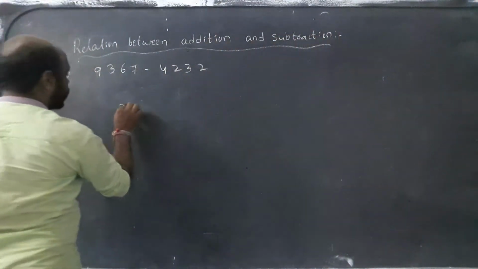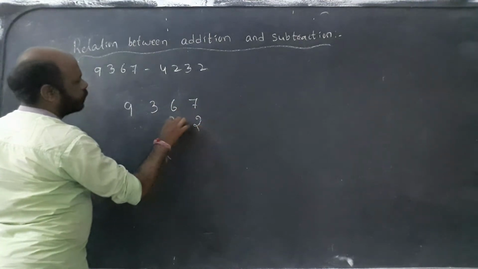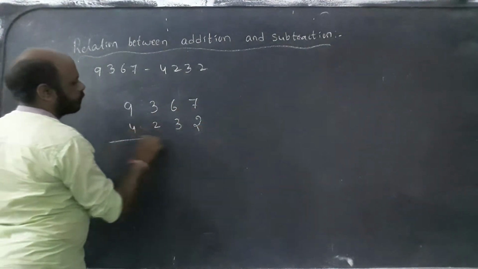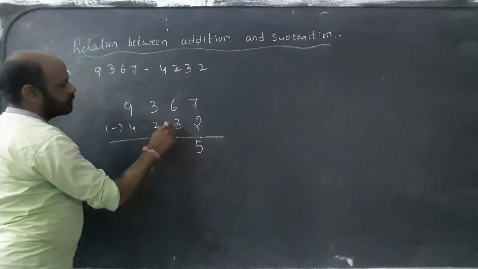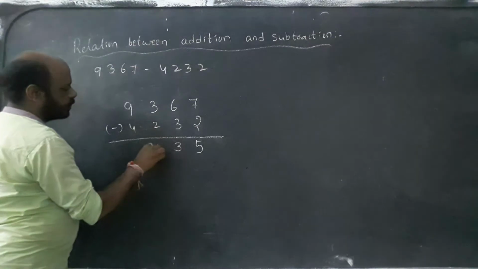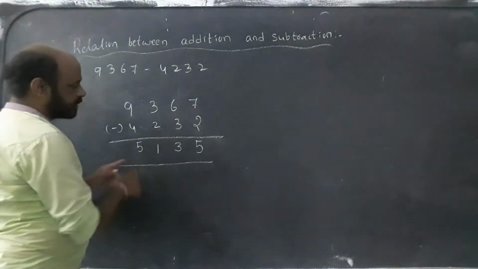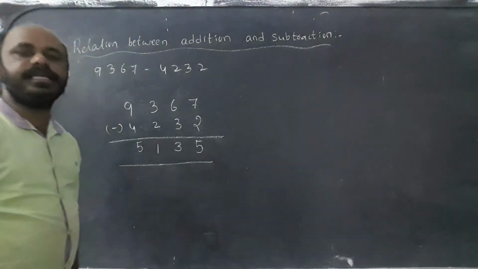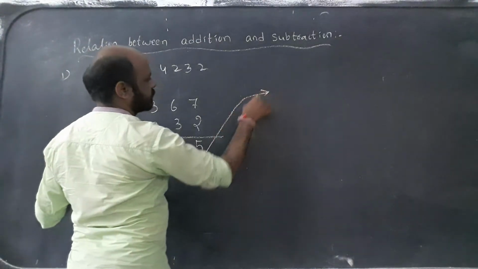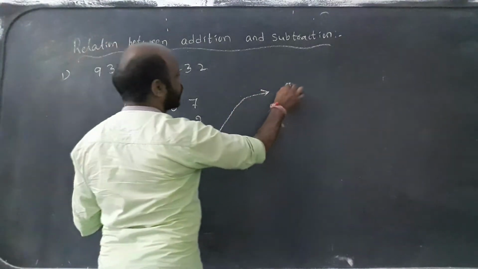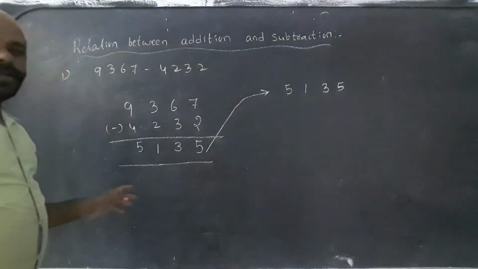See here, bigger number to smaller number we have to subtract: 9367 minus 2, 3, 2, 4. See, we are doing subtraction. 7 minus 2 is 5, 6 minus 3 is 3, 3 minus 2 is 1, 9 minus 4 is 5. See children, whatever answer we get, this answer we call the difference. This difference we can write first: 5135. This is the difference answer.